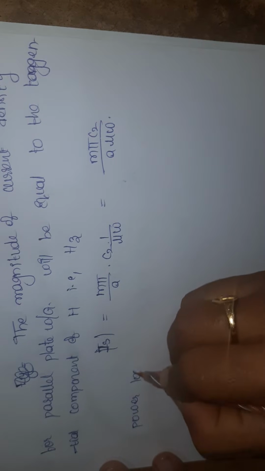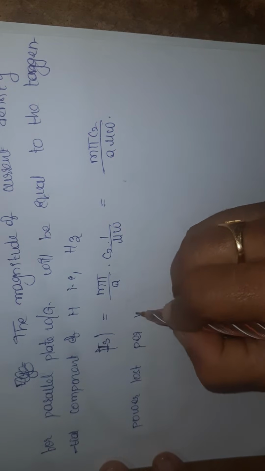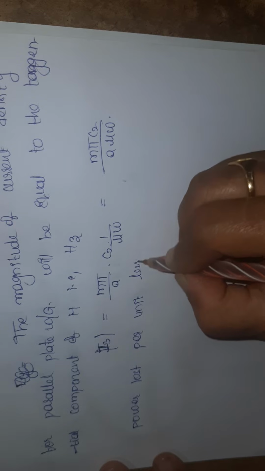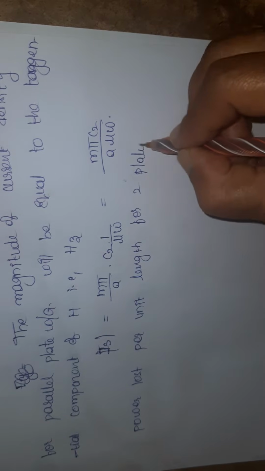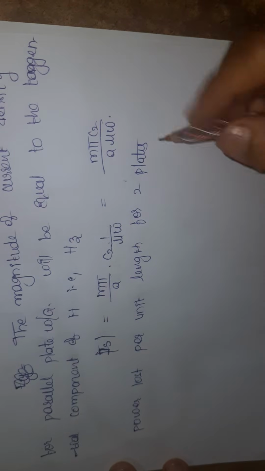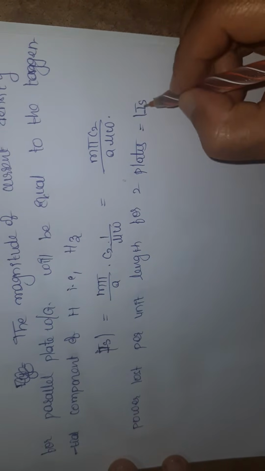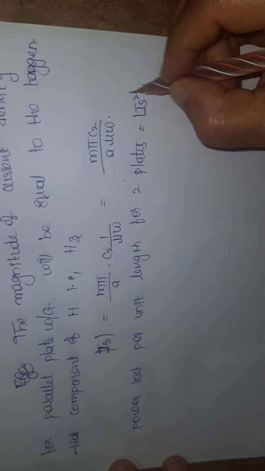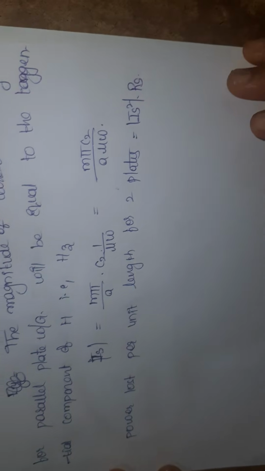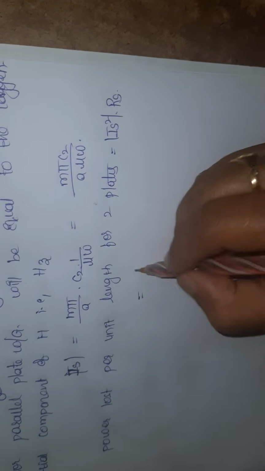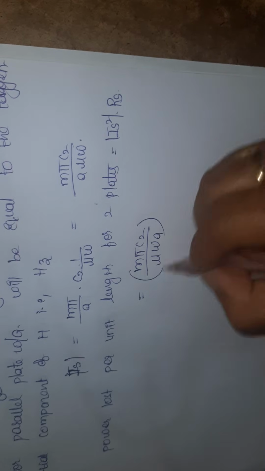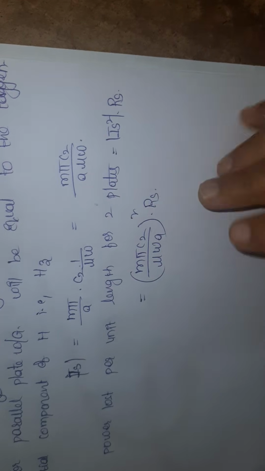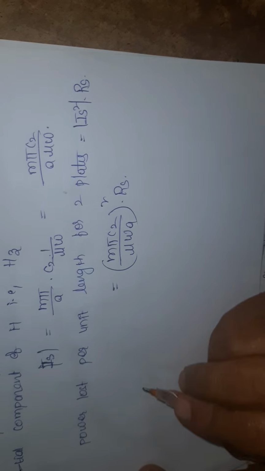Now the power lost per unit length. Directly I am writing for 2 plates. So it is equal to I squared Rs. Here I squared is nothing but m pi C2 by mu omega a whole squared, into Rs. This is the power lost.